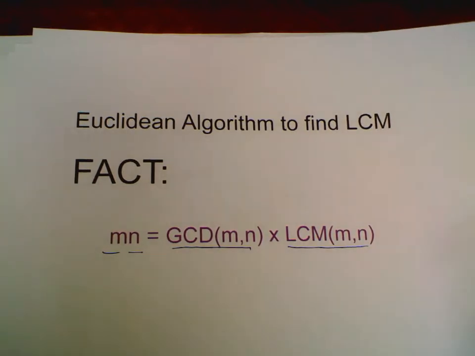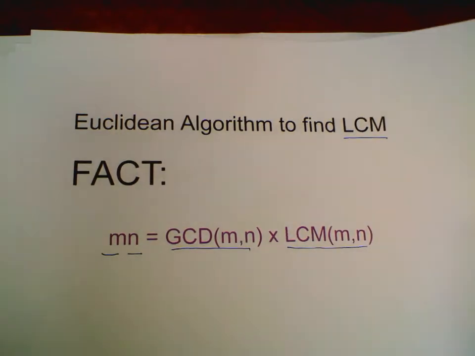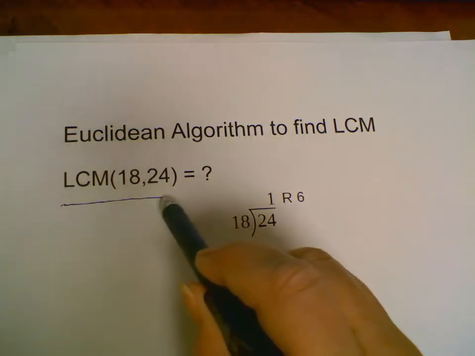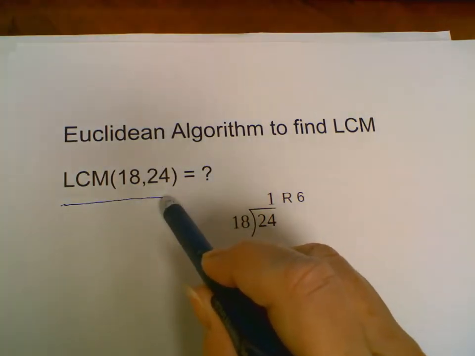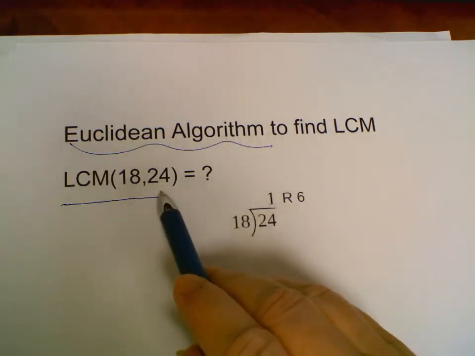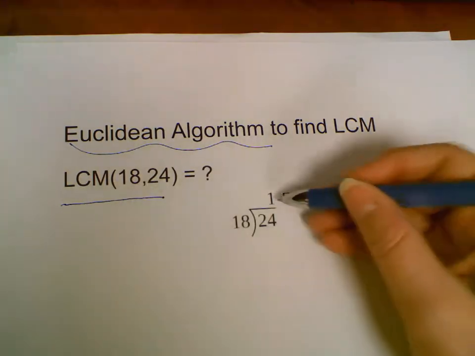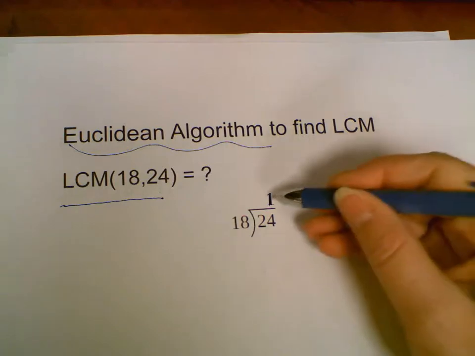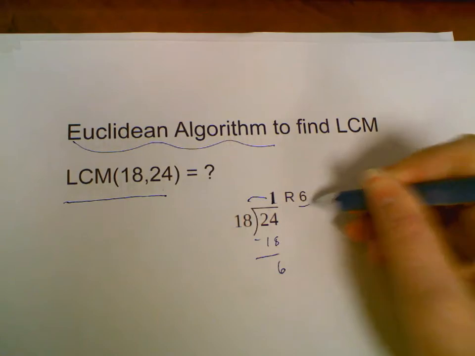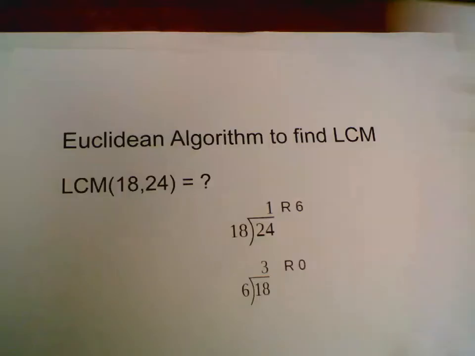Let's do our first example of finding the least common multiple using the Euclidean algorithm method. Let's find the least common multiple between 18 and 24. The Euclidean algorithm method tells us to take the bigger number, 24, and divide it by 18. It goes in there once. 1 times 18 is 18, and when we subtract, we have a remainder of 6. Because we have a remainder, we must do that process again.